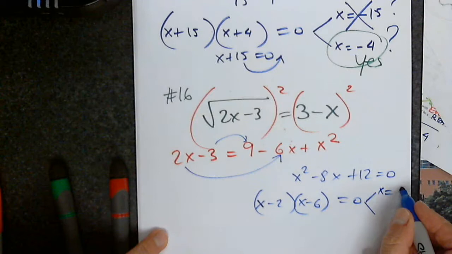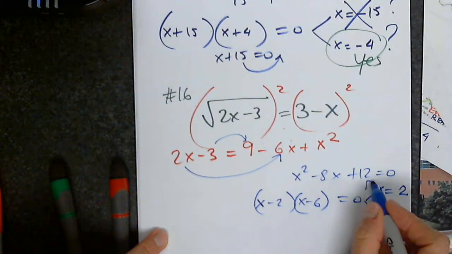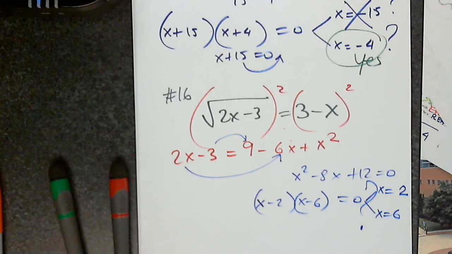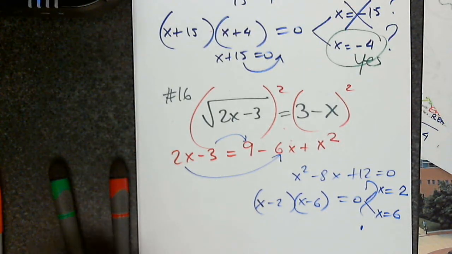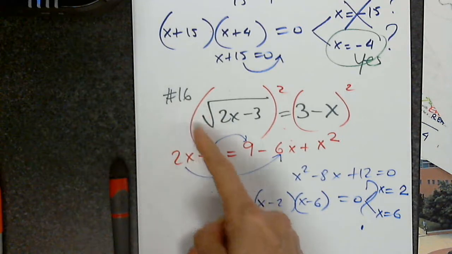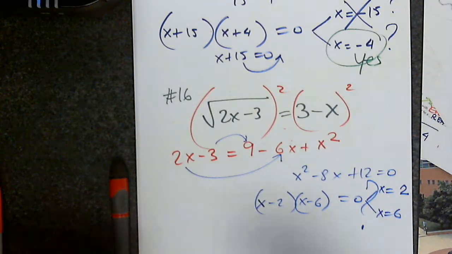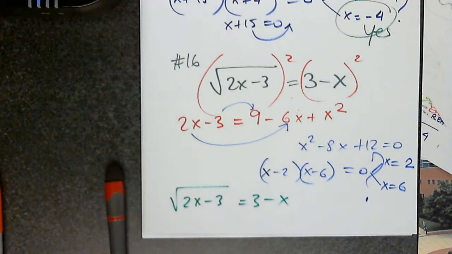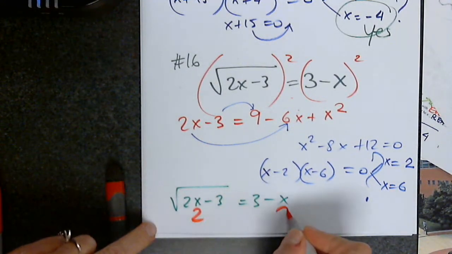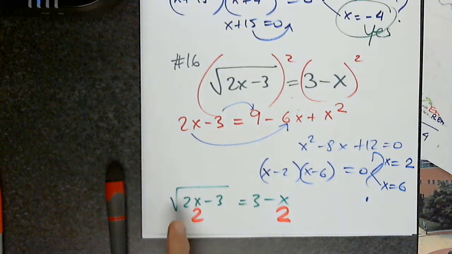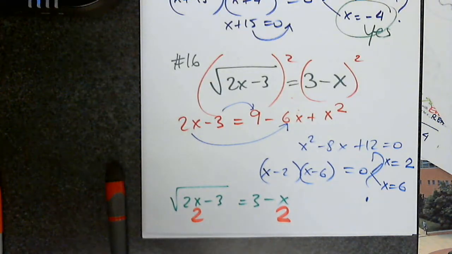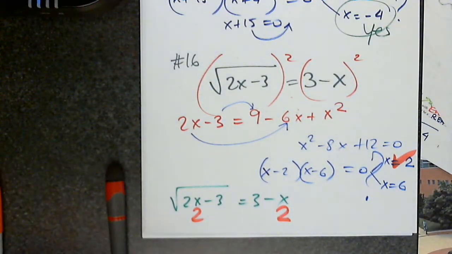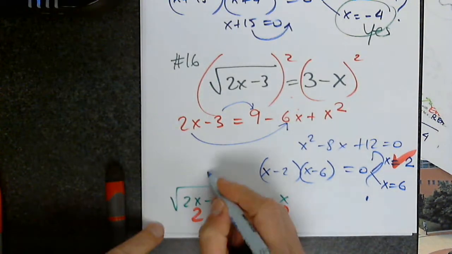So x equals 2 and 6. I have no idea if they work. I have to go back and check, and I will check. Not here. This is not the original problem. This is the original problem. That's where I have to go back and check. So I plug in 2. 4 minus 3 is 1. The square root of 1 is 1. 3 minus 2 is 1. I'll say yes. Now I check 6.